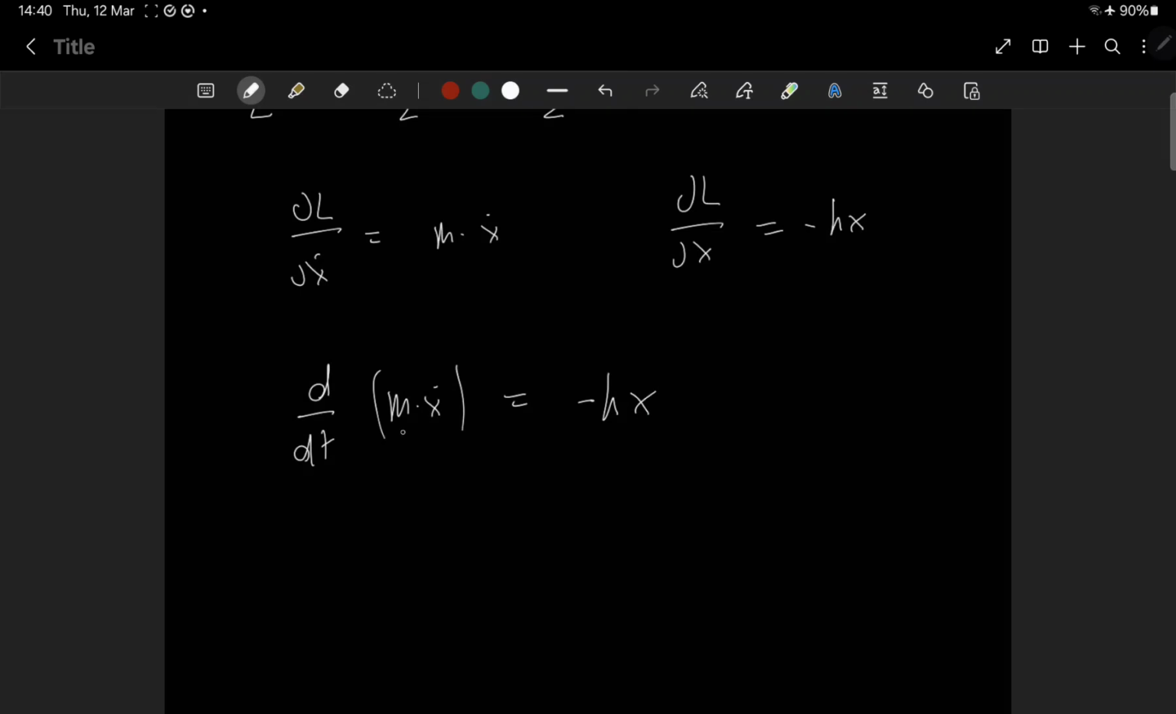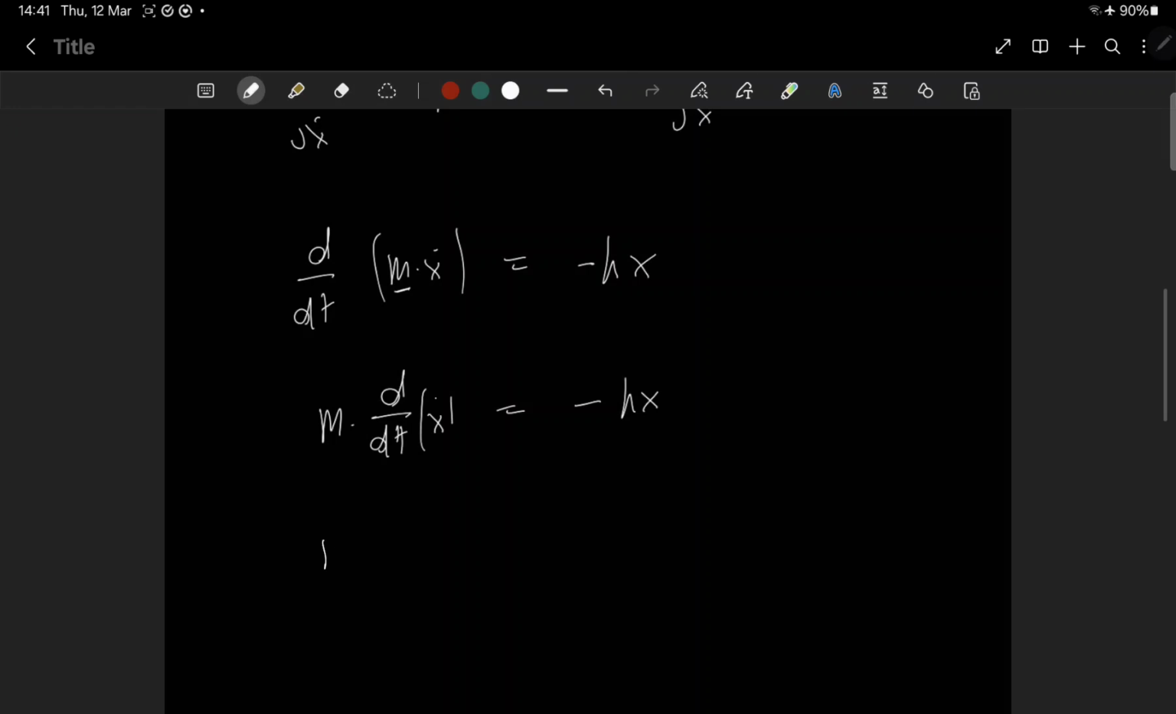Now usually we assume that the mass m is not a function of time, it's just a constant. Then we have m times d/dt of ẋ equals minus kx, or we can also write this as m times ẍ equals minus kx. And this is the equation of motion for the harmonic oscillator.